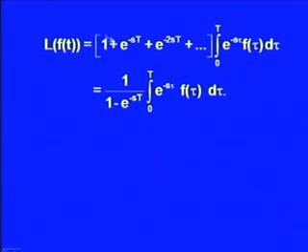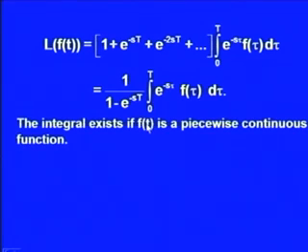Now, this is a geometric series, the ratio is e to the power minus s t. So, we can write the sum of this series as 1 over 1 minus e to the power minus s t, and then multiplied by integral 0 to t e to the power minus s tau f tau d tau.